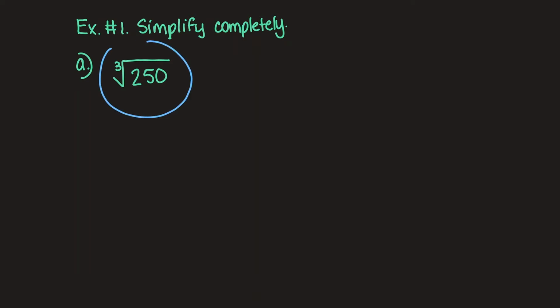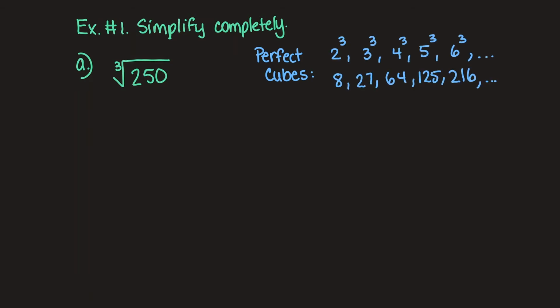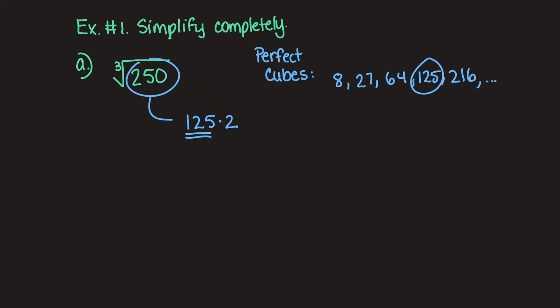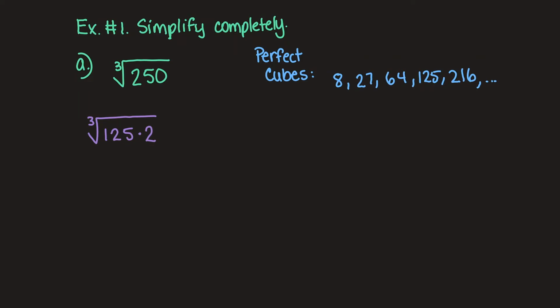To simplify this radical, we need to make sure that the radicand contains no factors that are perfect cubes other than 1. And some perfect cubes include the following. So 250 actually contains a factor of 125 that's a perfect cube. Therefore, this can be simplified. So we can rewrite the radicand as 125 times 2, and then using the product rule for radicals, we have the cube root of 125 times the cube root of 2.